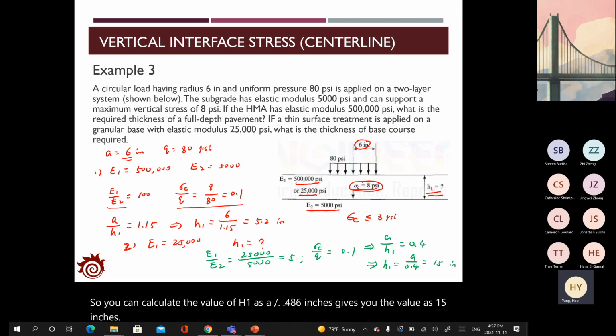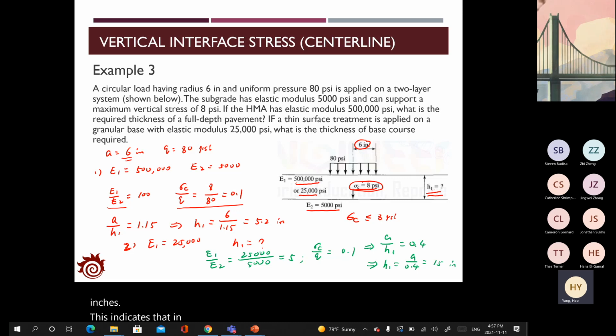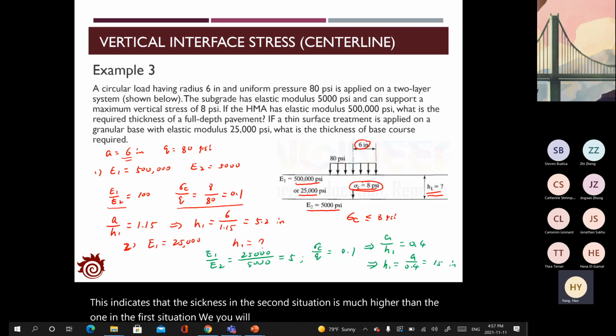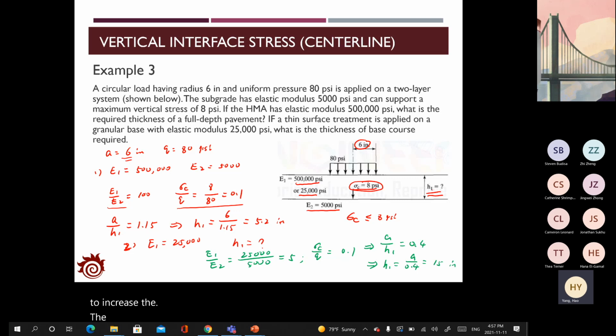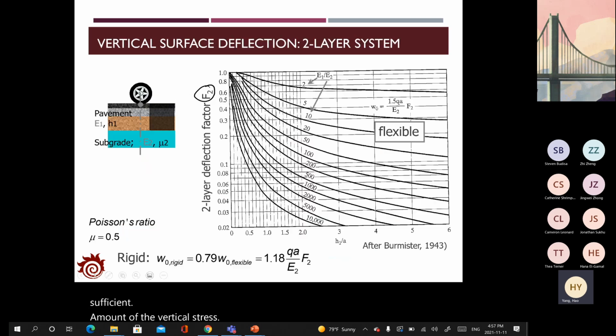This indicates that the thickness in the second situation is much higher than the one in the first situation, since you will have much stiffer materials for the pavement structure. So if the stiffness of your material is small, then you need to increase the thickness of the structure to ensure that the subgrade can support a sufficient amount of the vertical stress. So that's the first one.